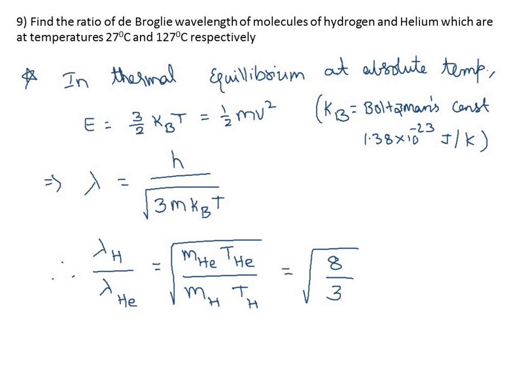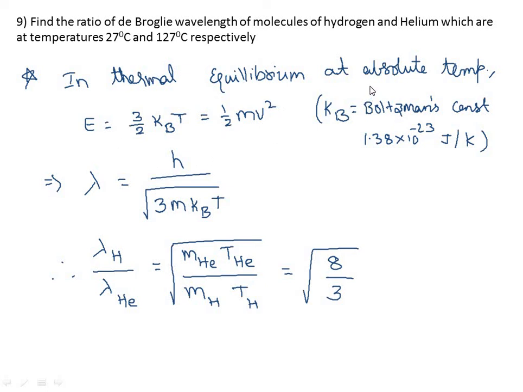Find the ratio of de Broglie wavelength of molecules of hydrogen and helium which are at temperature 27 degree centigrade and 127 degree centigrade respectively. Look at that carefully. We have a relation between kinetic energy and Boltzmann's constant. Refer to the kinetic theory of gases which you studied in 11th standard. Do we have this relation or not? 3 by 2 kBT equals half mv square. If not, refer to that, which you have already studied.